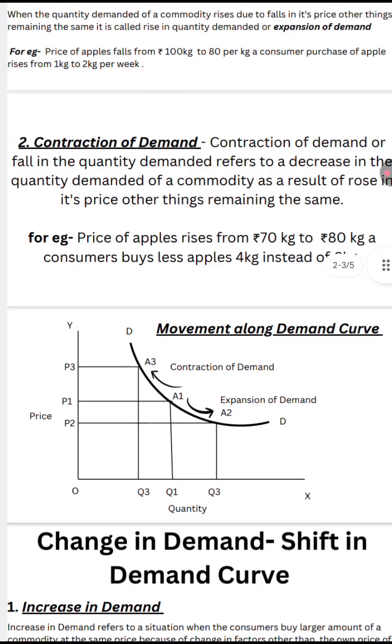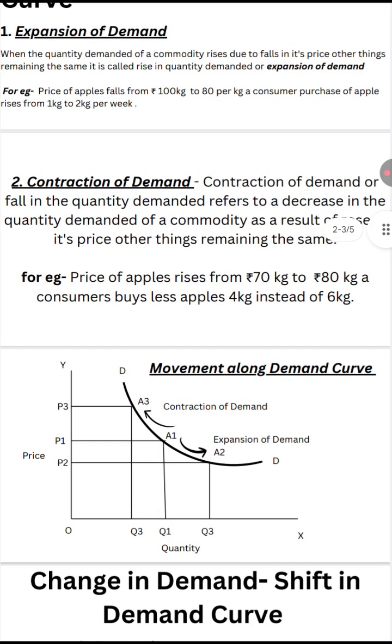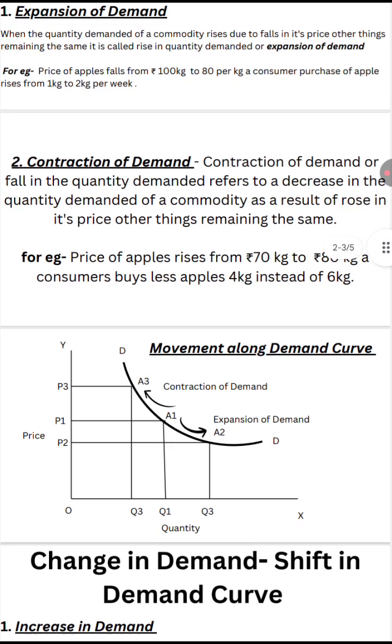Then second is contraction of demand. Contraction of demand states that if the price of the commodity rises, there will be a reduction in the quantity demanded. Like if the apple price rises from 70 to 80, the person who was buying 2 kg will now buy 1 kg. So the price rises from P2 to P3, and there is a contraction, meaning the movement on the demand curve is upward. So movement along the demand curve means from top to bottom and bottom to top.